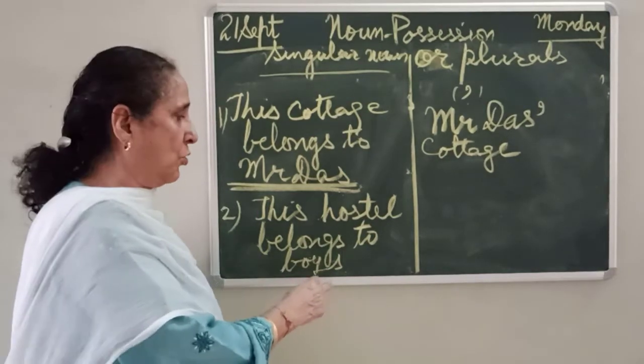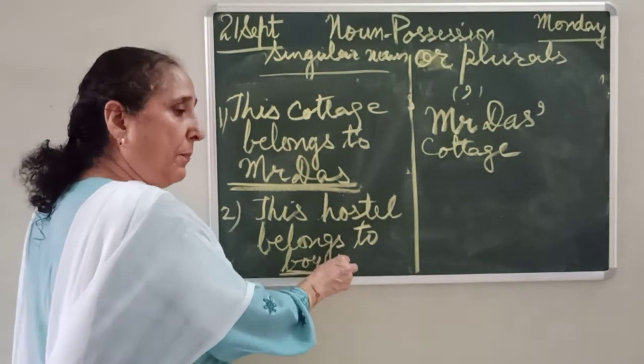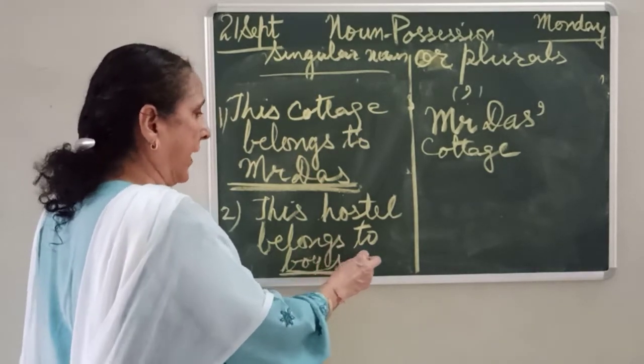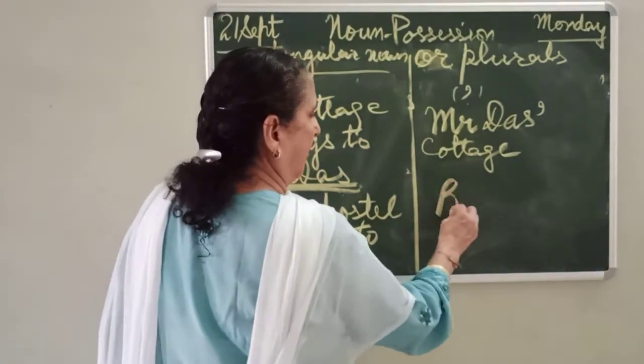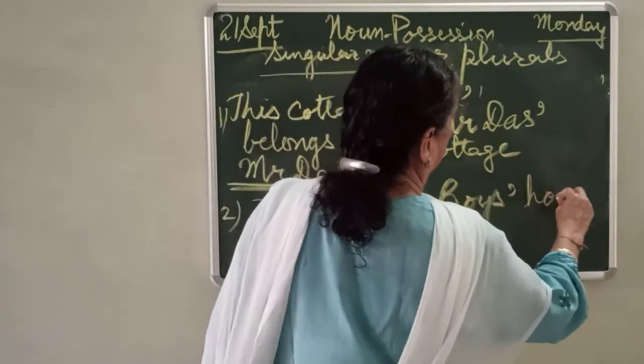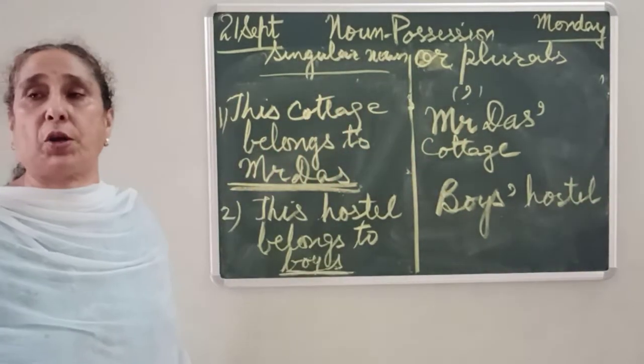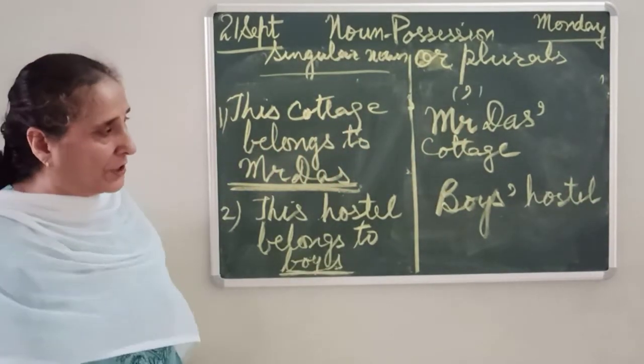This hostel belongs to boys. There are many boys. S is already given, plural is given. So you are supposed to write boys' hostel. It indicates that this hostel is meant for all the boys, not for a singular boy.